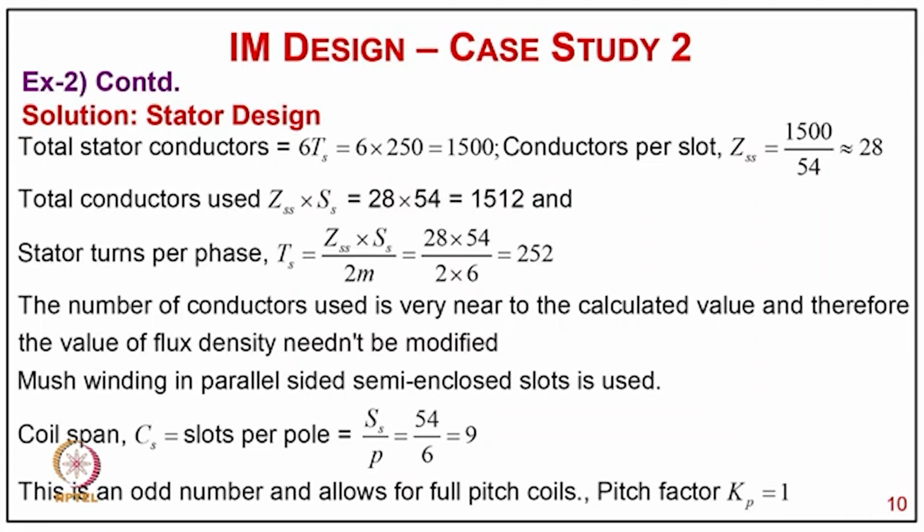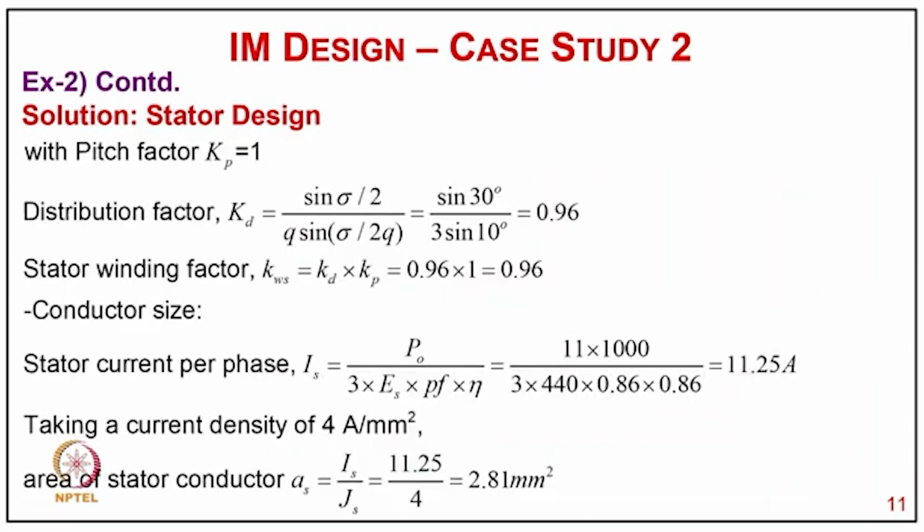So here we use the mush winding in parallel sided semi-closed slot. So coil span is CS equal to slot per pole per phase, SS by P, it comes 9. So there is an odd number and it allows full pitch coil, so pitch factor is 1. So now with the pitch factor of 1, the distribution factor is sin(qγ/2) upon q sin(γ/2). Putting the values with the 60 degree phase spread, it comes 0.96, and stator winding factor comes KD into KP, it comes 0.96 into 1, that is 0.96.